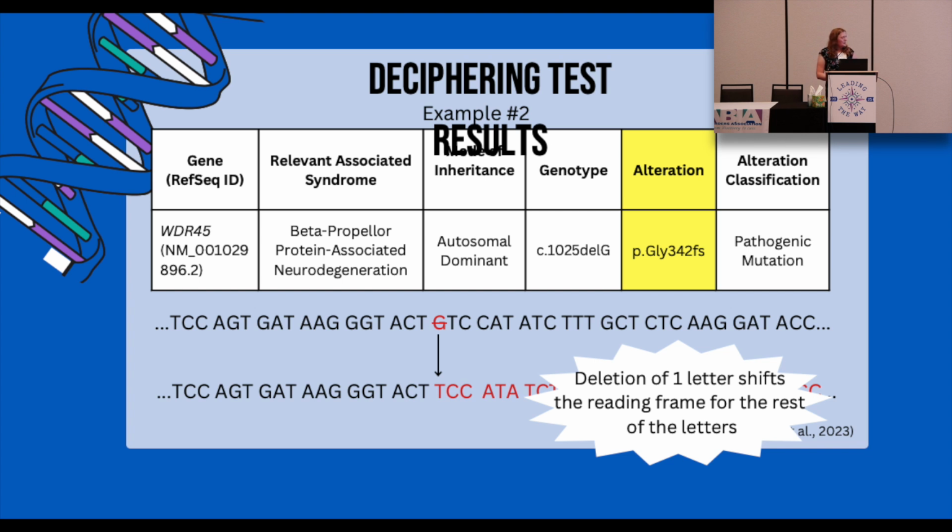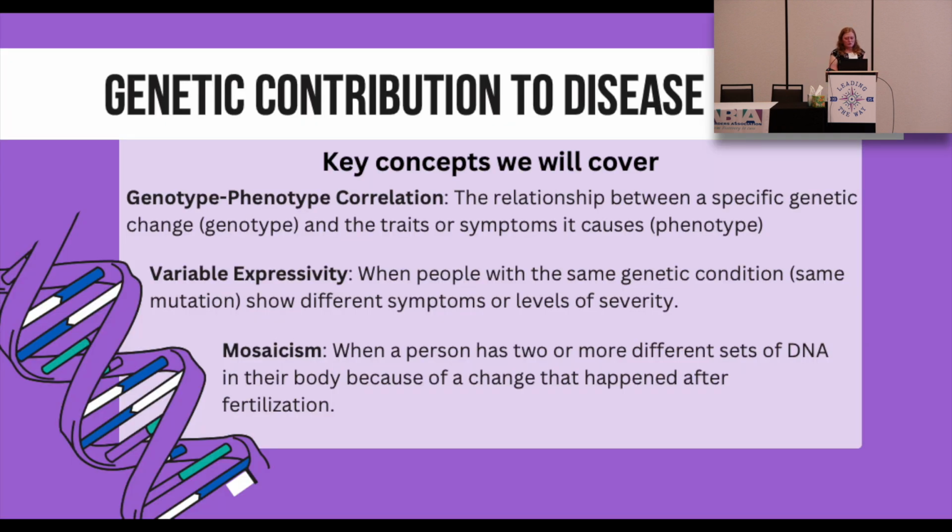And there are ways to figure out for certain conditions, if there's a specific variant, how likely they are to be more severe or less severe. And when we study that and we find that out, we call that the genotype-phenotype correlation. So that's when there's a relationship between a specific genetic change or a variant, and then we see that directly correlate with the symptoms it causes or the traits it causes.